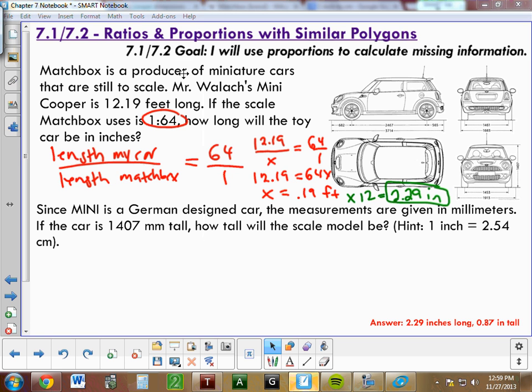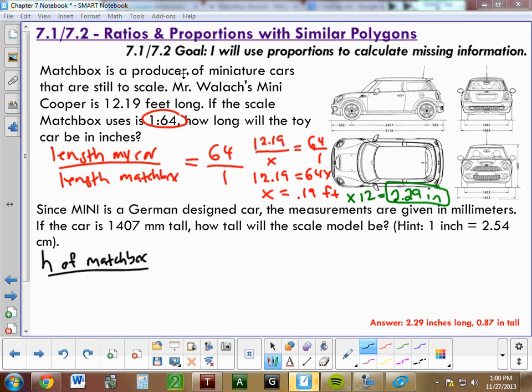But that's one example. So the next one's a little bit tougher because it has some conversions. Again, I would suggest that you pause it and try this example so that you can see how you would do it. But I'll show you how to do this one. It says, since Mini's a German designed car, the measurements are given in millimeters. If the car is 1,407 millimeters tall, how tall will the scale model be? And I gave you a conversion so that you can use this. But the beginning of this problem is going to be the same as the last one. So it's going to be the height of the Matchbox and the height of my car.